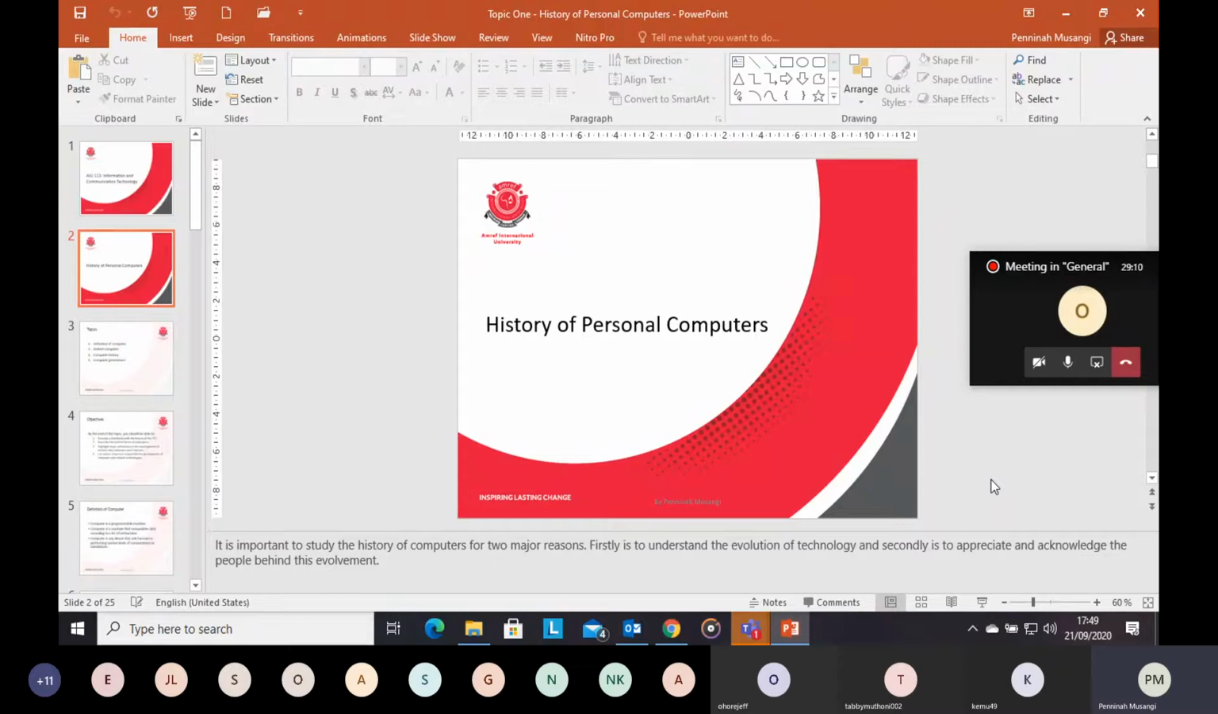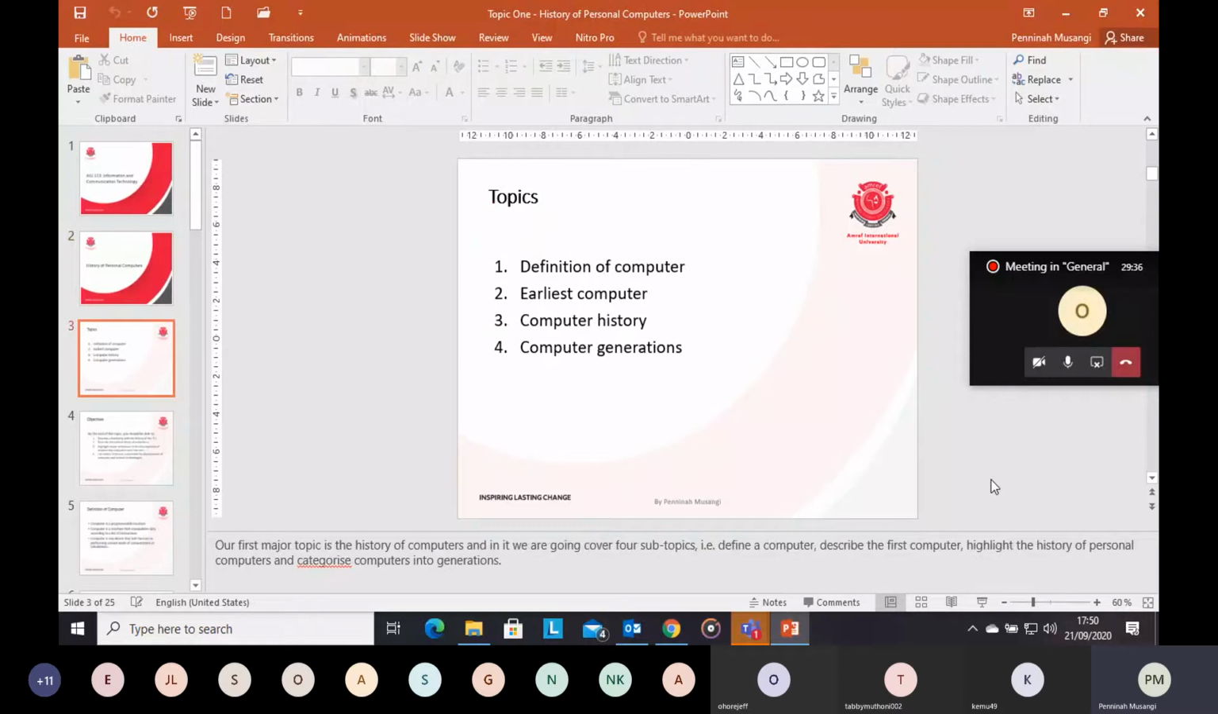The evolution of technology has not happened on its own. There are people behind it. There are people who are pushing or even are involved in this evolvement of technology. So we want to know who these people are so that we can appreciate and acknowledge their contribution to the evolution of technology. That is the major reason why we are going to study the history of personal computers.